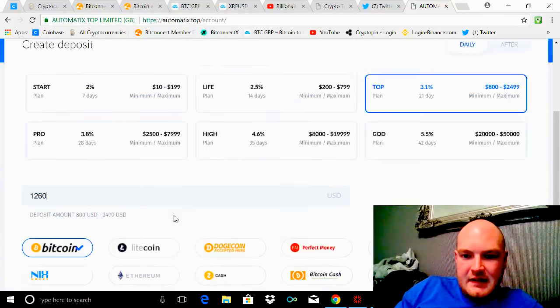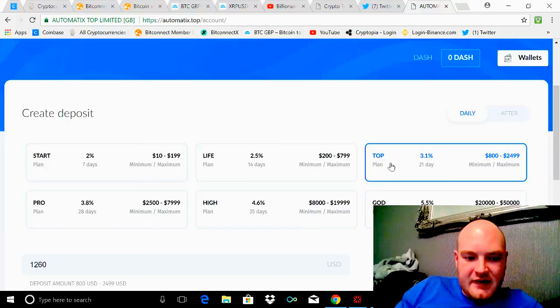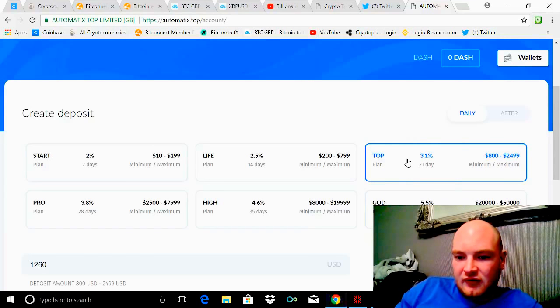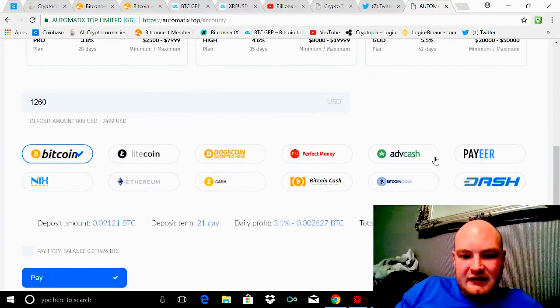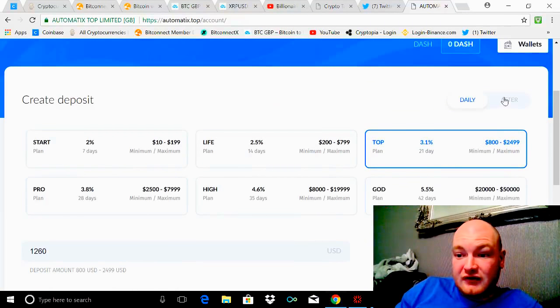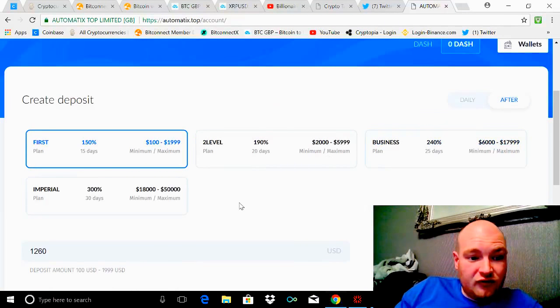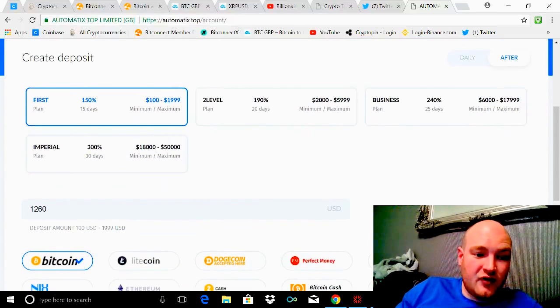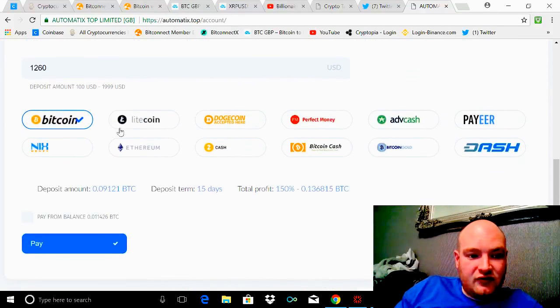Now, you select the plan that amount is in between. I'll be doing a top plan at 3.1% per day. Now, I have decided, because I've already done a daily plan, I'm going to actually do an after plan this time. So this will pay 150%, but it's actually only 50% on top of my deposit. That's tied in for 15 days.